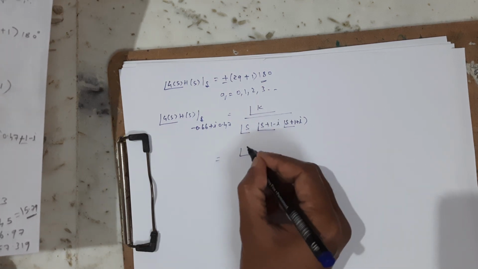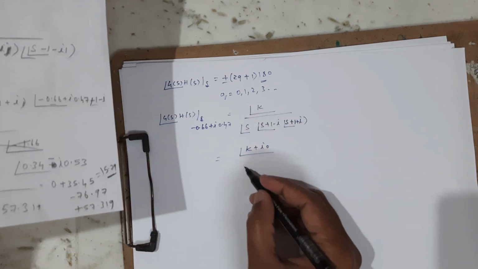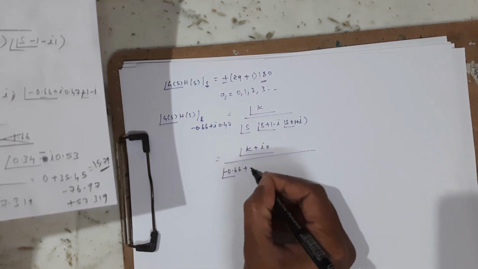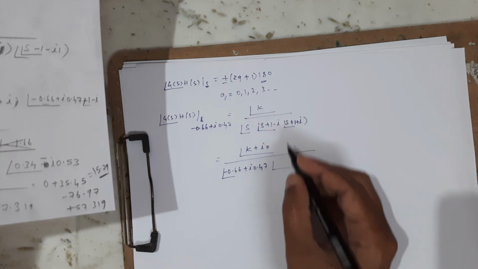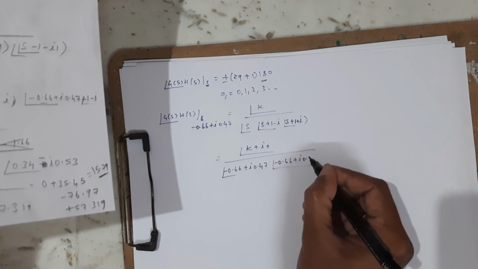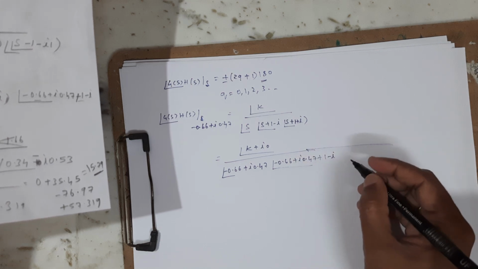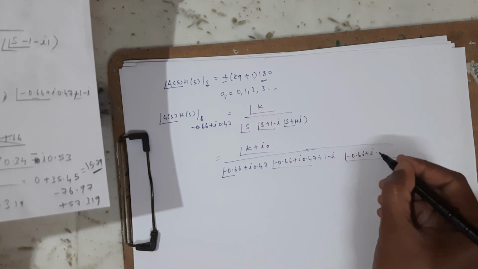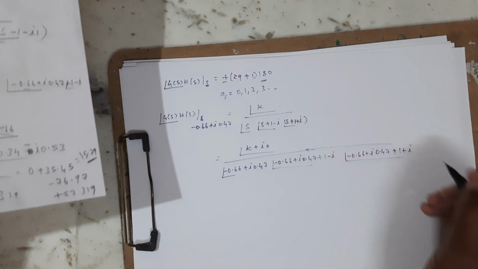So this can be written as k plus i0, so there is no imaginary number, divided by, what is s? So it is minus 0.66 plus i 0.47. Okay, next here what is s? Minus 0.66 plus i 0.47 plus 1 minus i. Correct. Next, what is s? Minus 0.66 plus i 0.47 plus 1 plus i.